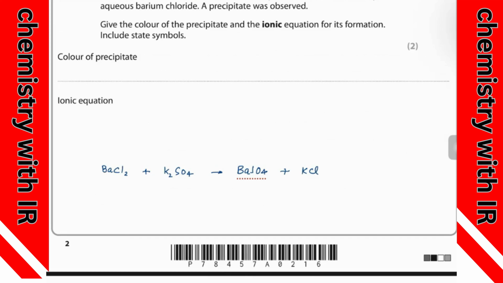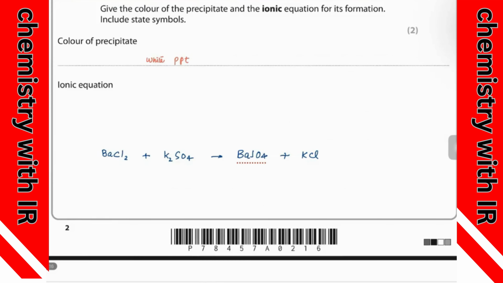Then we have to write down the ionic equation. So I would be writing white precipitate, and then we have to write down an ionic equation. This is barium chloride, which is aqueous, solid, aqueous. So the ionic equation would be just like that. I have cancelled spectator ions, so I got this one. This is your ionic equation.